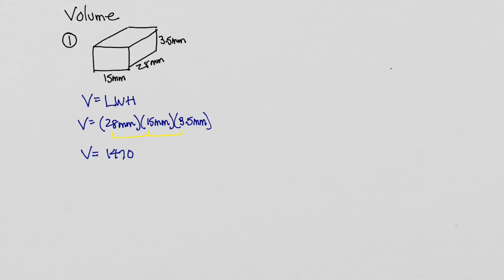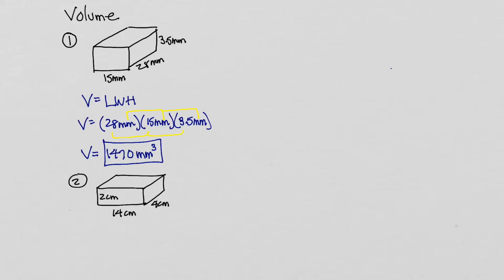And then when I multiply the m's, millimeters, mm times mm is mm squared, mm cubed, right? Mm times mm times mm is mm cubed. So we get the volume is 1470 cubic millimeters.